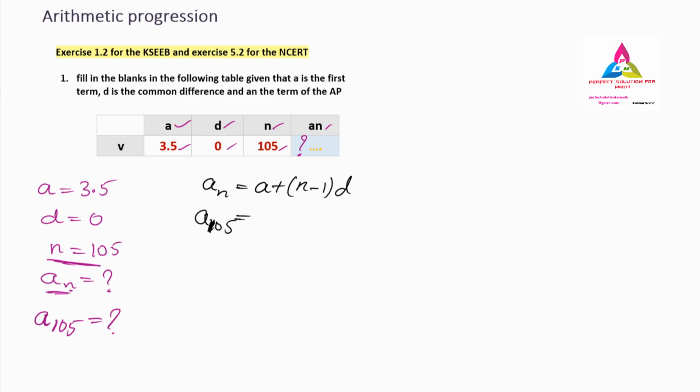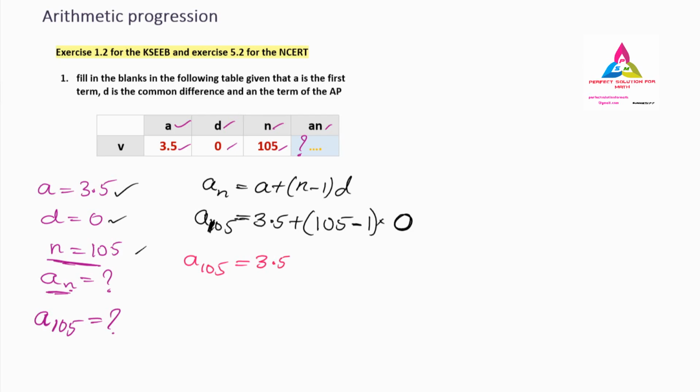A value is how much? A value is nothing but 3.5. So we will write down here 3.5 plus, what is the n value? N value is 105. So 105 minus 1 into d value. What is the d value? D value is 0. So now we will calculate. So a 105 we have to find.